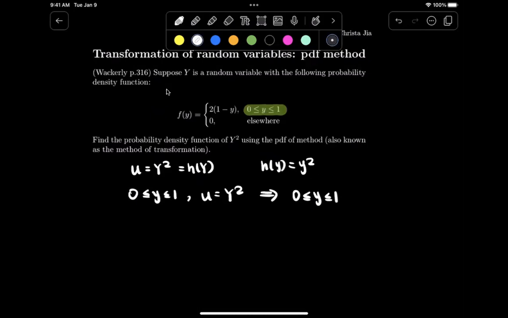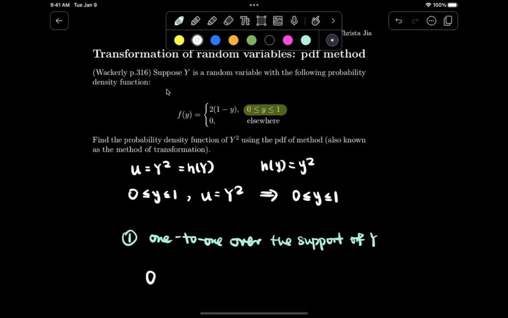And to use the PDF method, to use the PDF formula, we need to check that this function h satisfies 3 conditions. The first condition it needs to satisfy is that it's 1-to-1 over the support of y. So it does not have to be 1-to-1 everywhere. It only needs to be 1-to-1 over the support of y. And let's see, the support of y is 0 to 1.